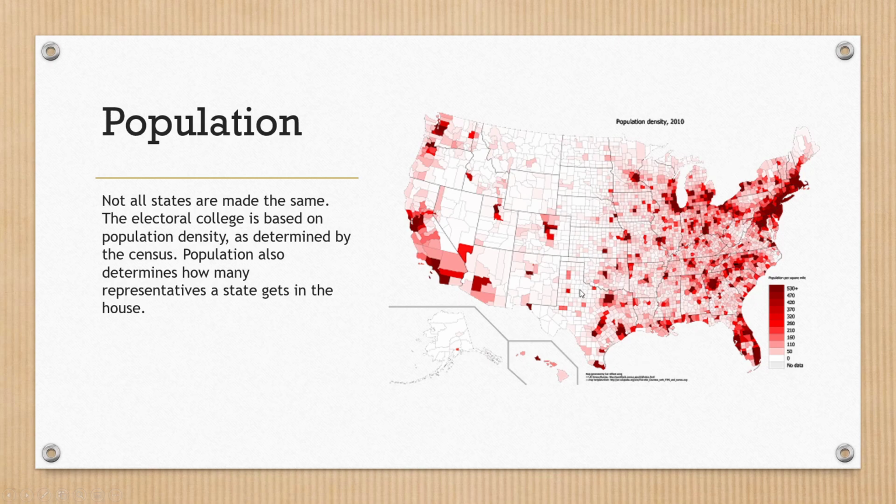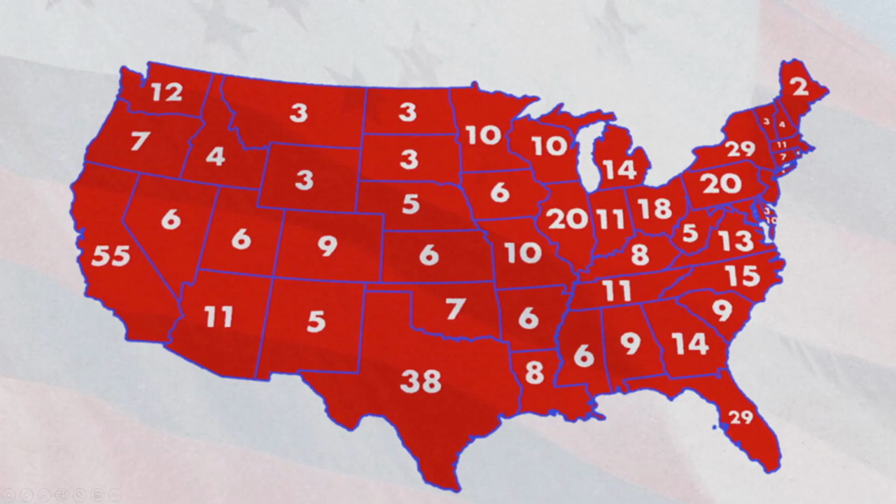And you'll notice that a lot of these states are almost empty. Very, very, very low population density. And that's why, going back to this map, they're not worth many electoral votes, because just not a lot of people live there. Most of the people live around here, which is why most of the electoral college votes are around here.